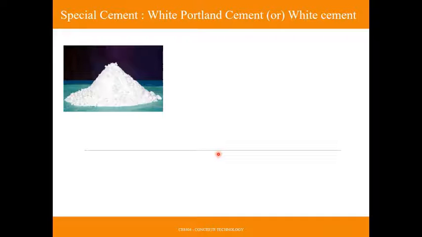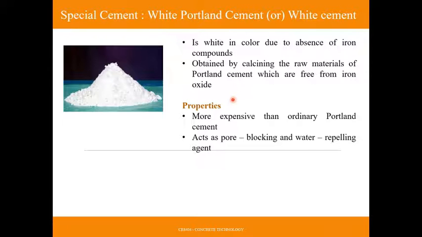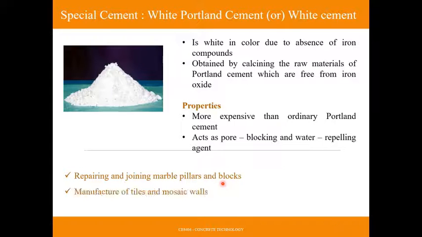The next one is special cements. White cement. White cement is white in color, which is due to the absence of iron compounds. Calcining the raw materials of Portland cement which are free of iron oxide results in white cement. Usually, white cement is more expensive than ordinary Portland cement. It acts as a pore blocking as well as water repelling agent. Hence, it is used in the repairing and joining of pillars and other blocks. It is also used in the manufacturing of tiles and mosaic walls.